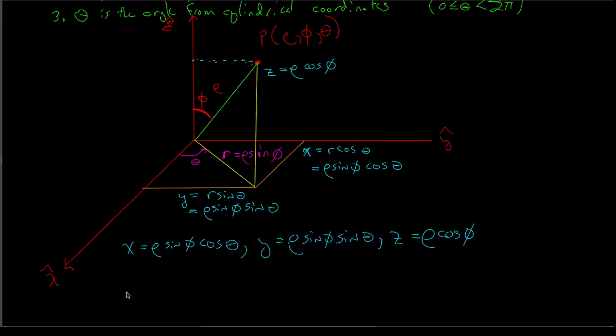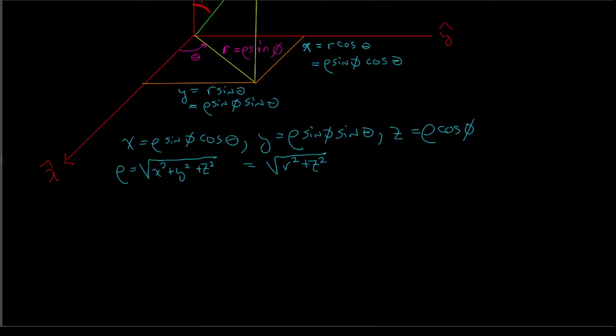And if we go the other way, rho is the square root of x squared plus y squared plus z squared. And that's the same as r squared plus z squared. So we have the beginning of spherical elements. Let's look at a differential element of volume in this coordinate system.